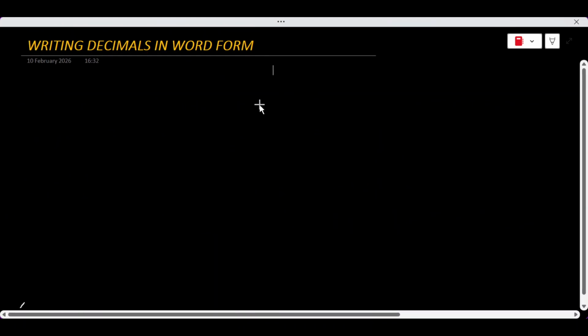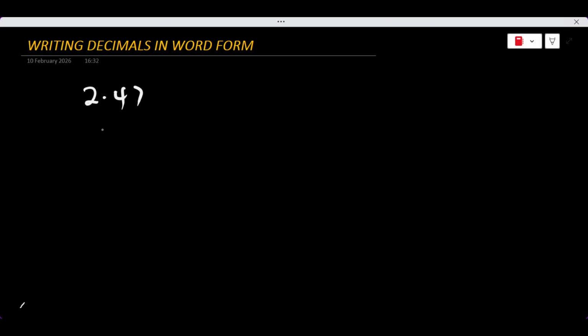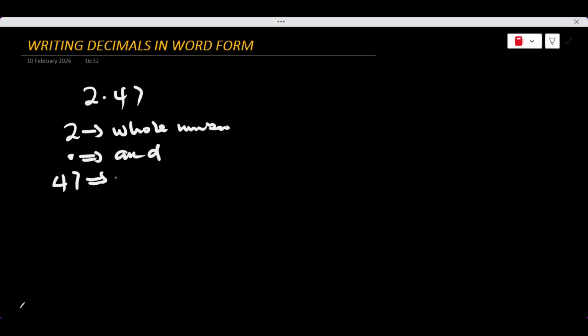All right, so example number 1. We are to write 2.47 in word form. So the first rule says say the whole number. So we have 2, which is the whole number part. And then we have the decimal point, which is to be read as what? "And". And then we have the decimal part, which is to be read as 47 in this case. So this is the decimal part.